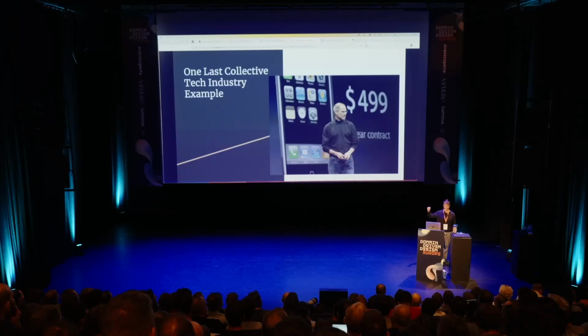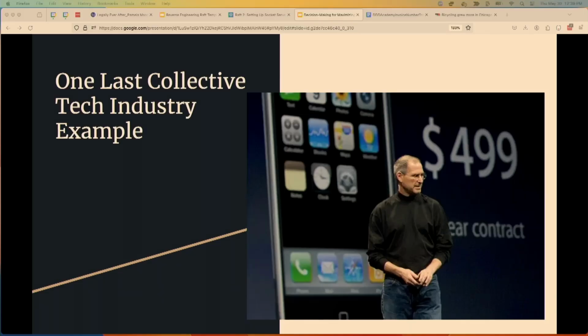Folks know who this is? This is Steve Jobs in 2007, presenting the iPhone at Macworld. People love the iPhone as an example of visionary success for a tech company. And I love this example because everybody uses it while completely miscontextualizing it.